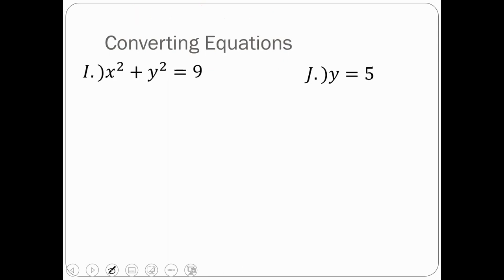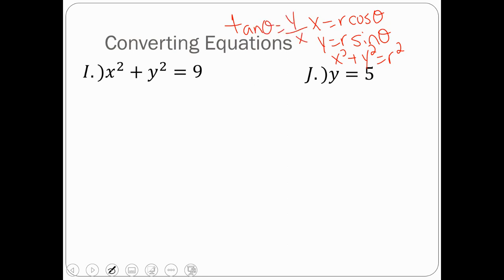Okay, moving on. We are also going to change equations from rectangular to polar, polar to rectangular. So these are rectangular equations. The reason I know that is they have x's and y's, and we want to change them into polars. So we are going to use those same equations that we used before. X equals r cosine theta, y equals r sine theta. We can also use x squared plus y squared equals r squared. And let's see, where else can I write this? Tangent of theta equals y over x.